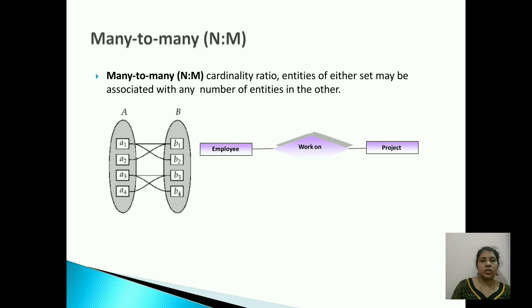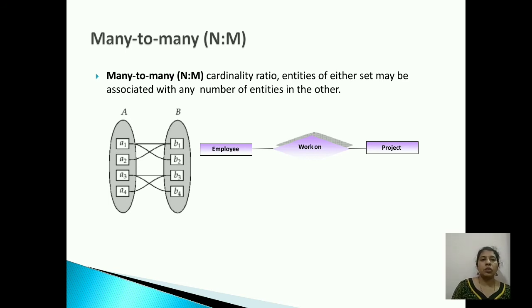Now the many-to-many relationship. Here entities of either set may be associated with any number of entities in the other set. Okay, so here employee works on project. If I take any project, there may be n number of employees working on that project. More than one employee can be there, 0 or more. Then if I take an employee working on a project, will he work only on one project or many projects? He can work on many projects, right? So there also cardinality will be many.